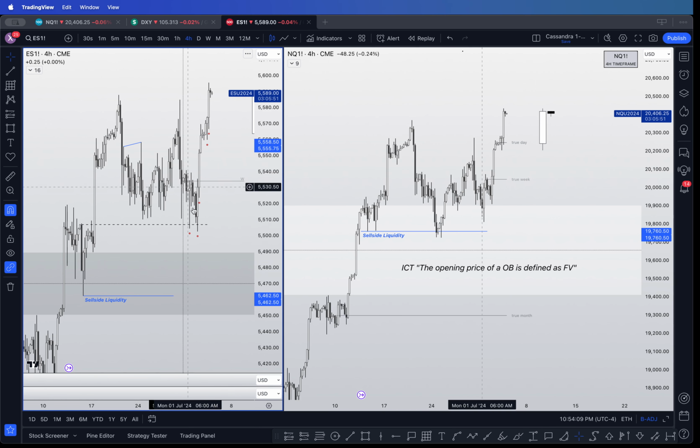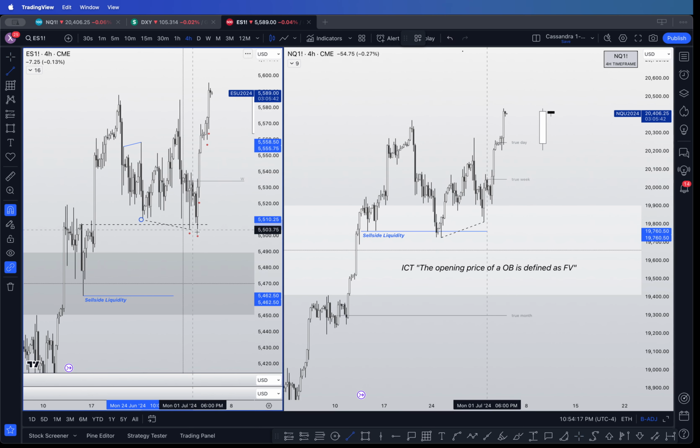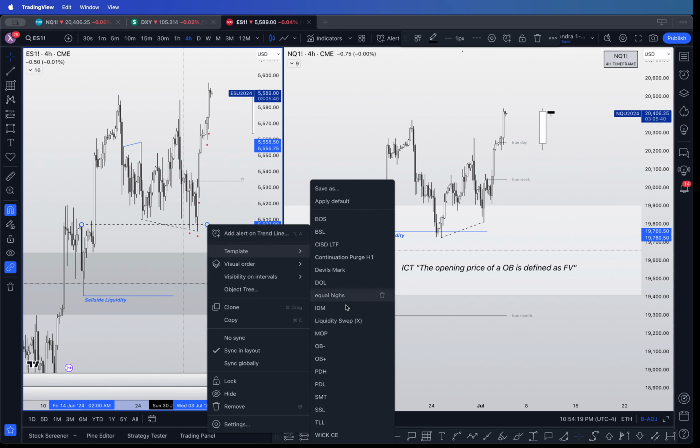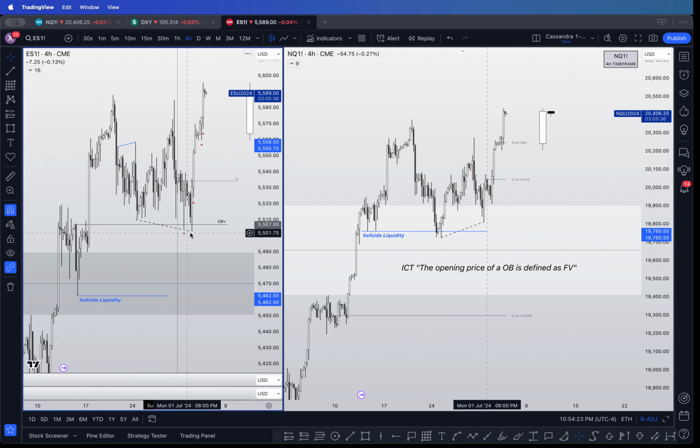Has this order block been offered by the market? No. Where does it get offered? And what does it get offered with? What is the market offering fair value with? Someone tell me. With SMT.